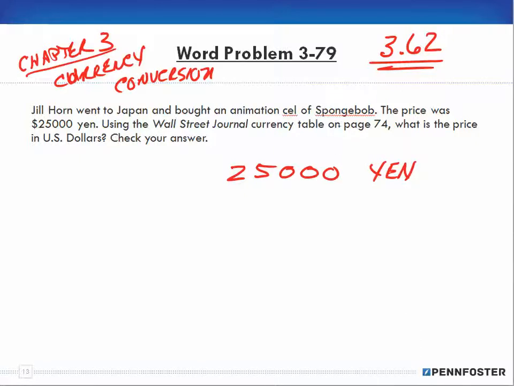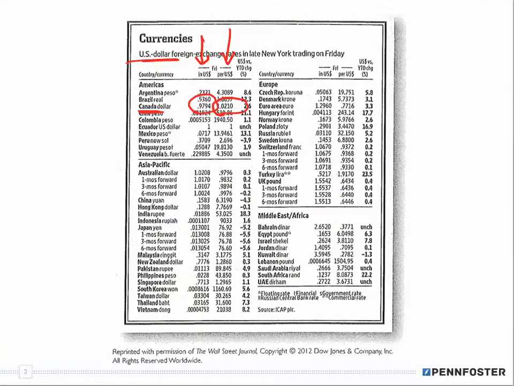Right, using the Wall Street Journal currency table from page 74. What is the price in US dollars? And check your answer. So let me jump up to that. There's the chart, and it's asking me what is it in US dollars. So remember, this here is a US dollar chart, so I'm going to use the second column. Oops, I'm sorry, I'm doing that wrong. The problem says I have 25,000 yen, and I want to convert to US dollars. So I use the first column because I'm coming down to the Japanese yen, and I go across and I'm going to use the 0.013001 figure, right, in that first column.